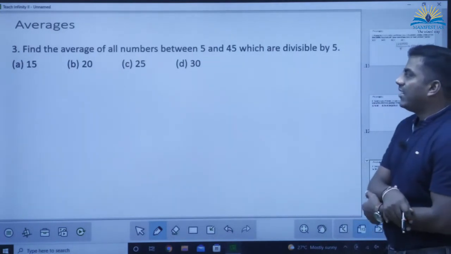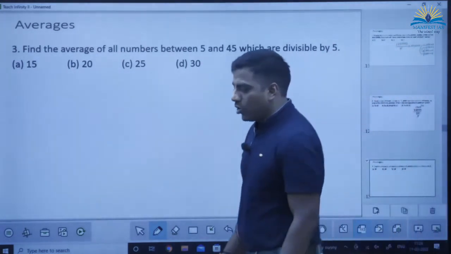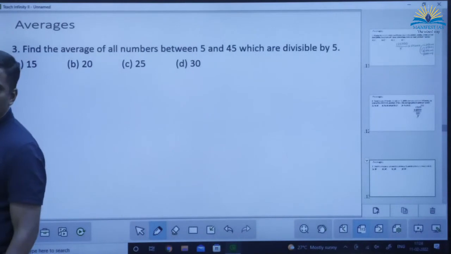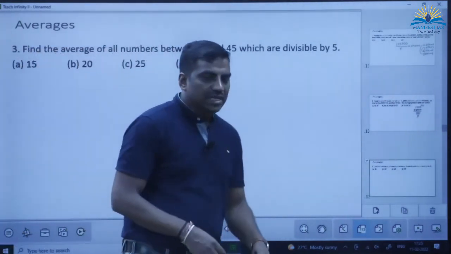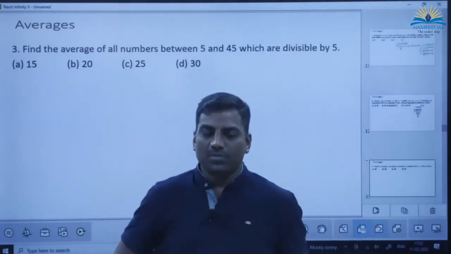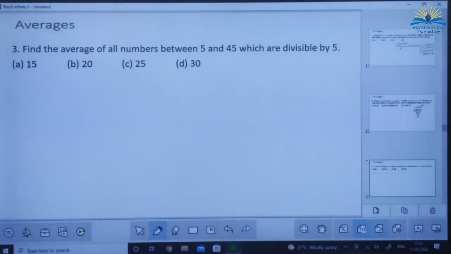Next. Find the average of all numbers between 5 and 45 which are divisible by 5. I am not going to solve this. You will solve for me. First, write down the numbers between 5 and 45 which are divisible by 5. Write the numbers which are divisible by 5 between 5 and 45. Which all are those numbers?